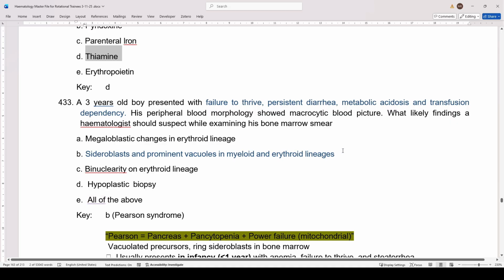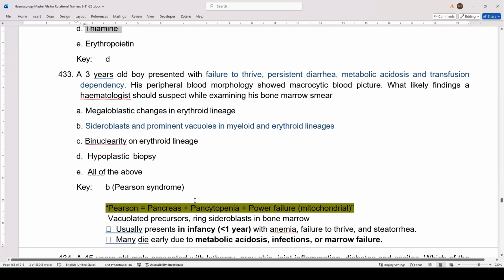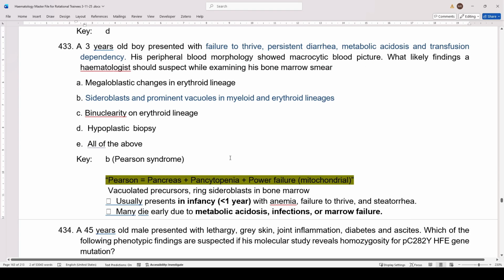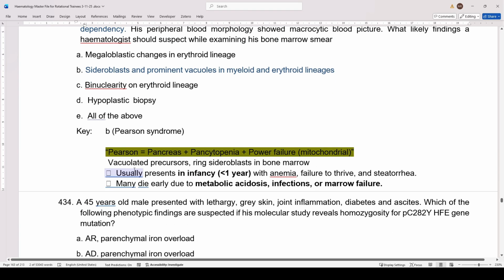It's Pearson syndrome. In Pearson syndrome, just remember 3 P's. Pancreas is involved. The patient will have pancytopenia and marrow failure, like some large DNA deletion defect in mitochondria. So the patient will have failure to thrive. Because of pancreatic insufficiency, the patient will have persistent diarrhea, metabolic acidosis, and then transfusion dependency because of the pancytopenia. In their bone marrow, we will see vacuolated precursors in the myeloid and erythroid lineage.